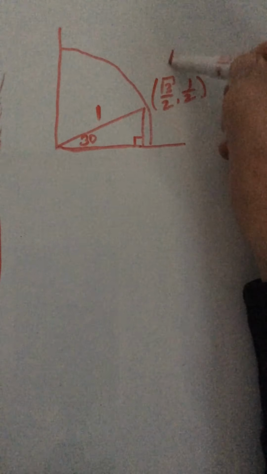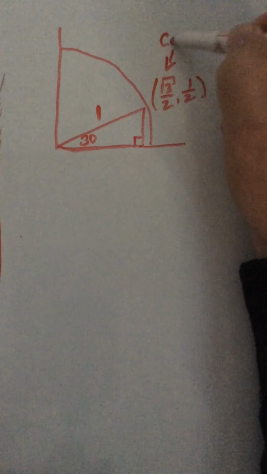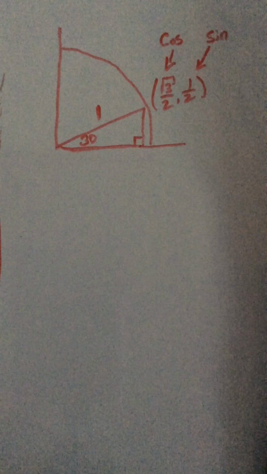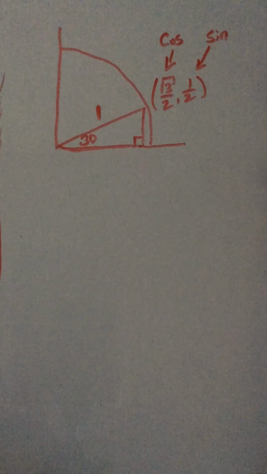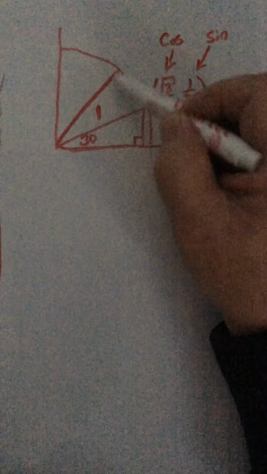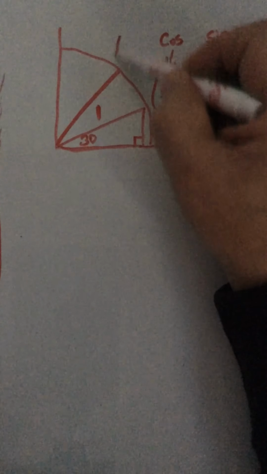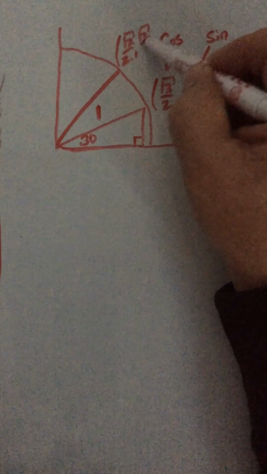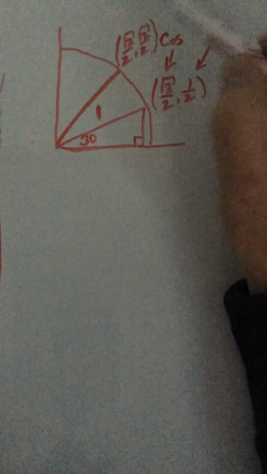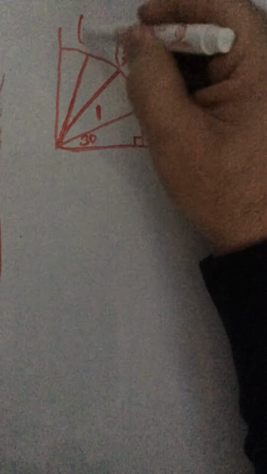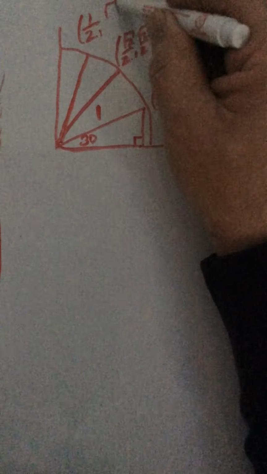Well, I know that first number will always represent the cosine. That second number will always represent the sine. I can do the same thing with a 45-45-90 triangle. If I call this angle 45, I know that this is root 2 over 2 and root 2 over 2. And I could do it for a 60-degree angle as well, where it would turn out to be 1/2 and root 3 over 2.